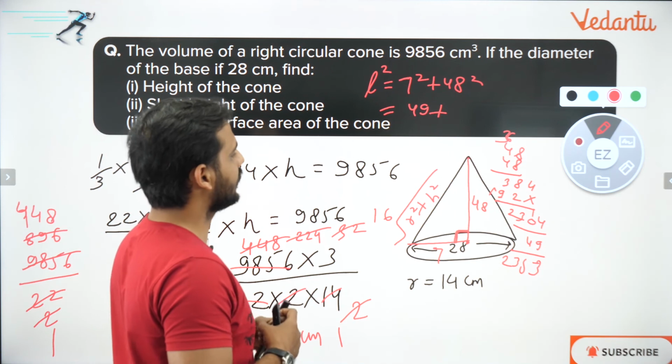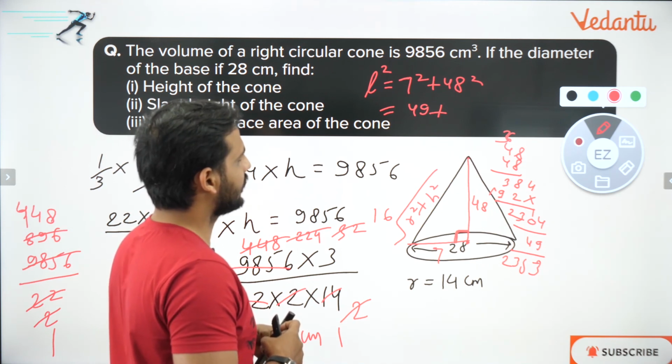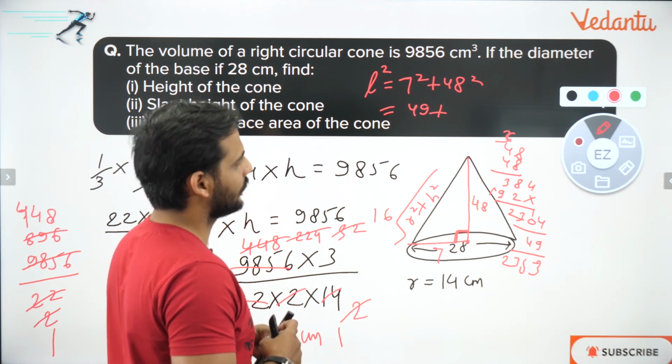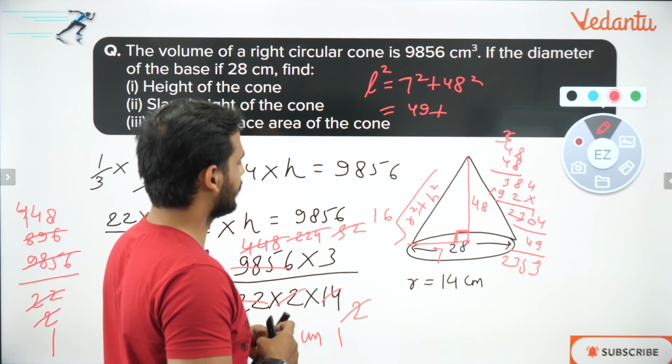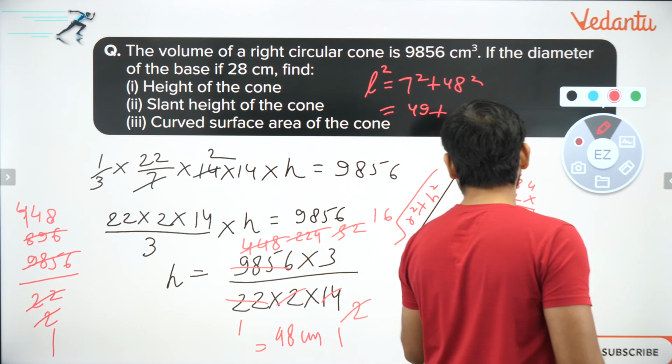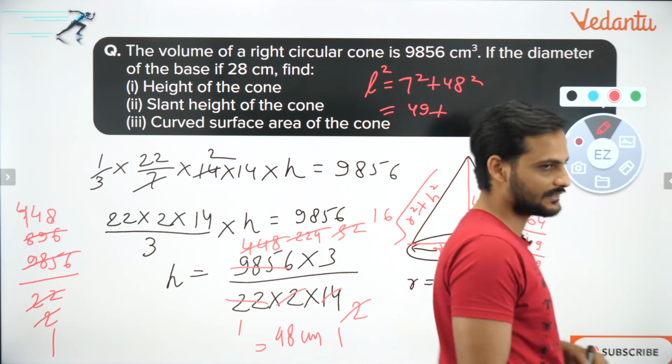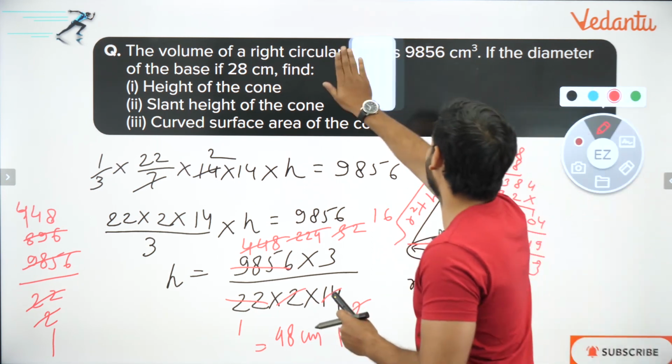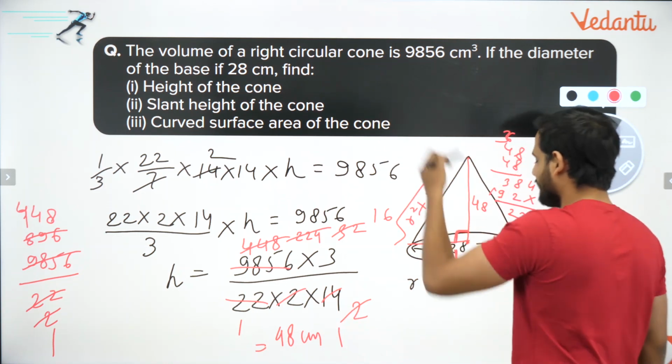So 48 square plus 7 square. The triplet is 24, 25 and that. Acha arey yaar, why I am writing radius is 14 na? Everything was correct yaar. That is what I was saying. Where is the mistake? By radius is 14 na?